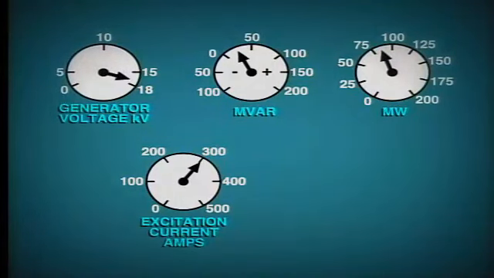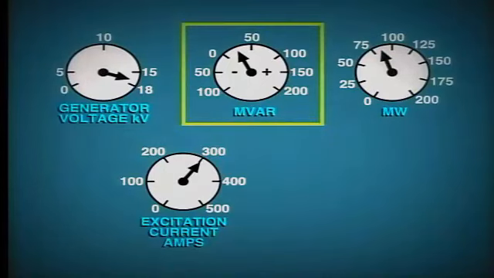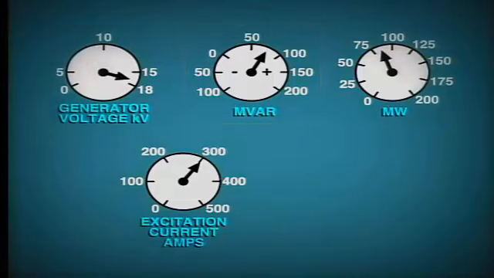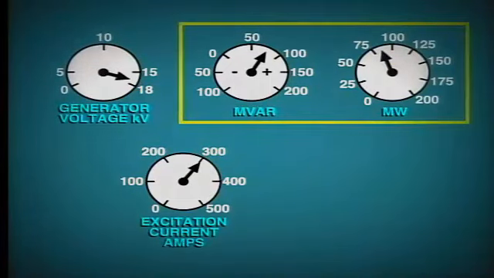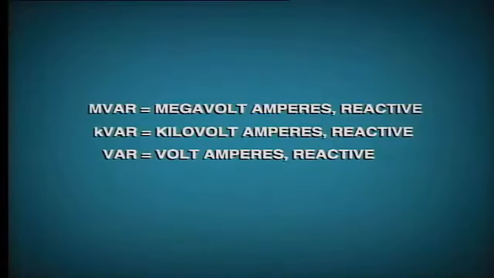As terminal voltage is increased, the generator will produce and transfer more megavars into the power system. On most units, the megavar output of the generator is indicated right alongside the megawatt output. The term megavars stands for megavolt amperes reactive, which is actually the unit of measurement for reactive power. But what is this reactive power?